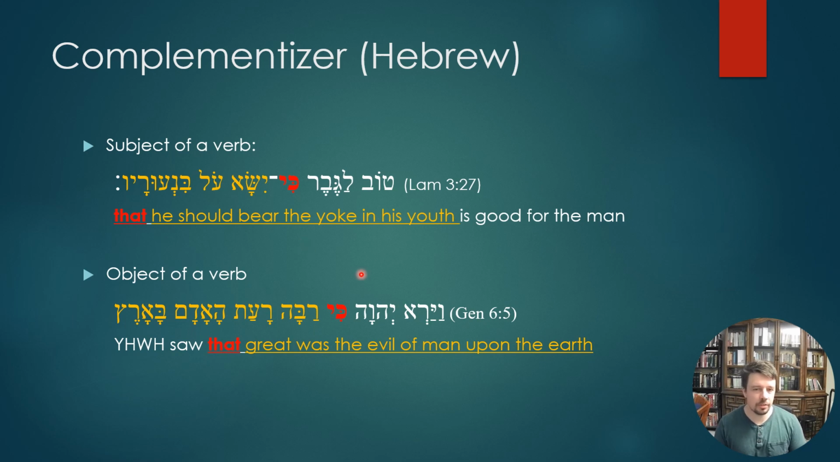We also see it introducing objects. So Yahweh saw, what did he see? That great was the evil of man upon the earth. So this sentence, great was the evil of man upon the earth, is what Yahweh saw.